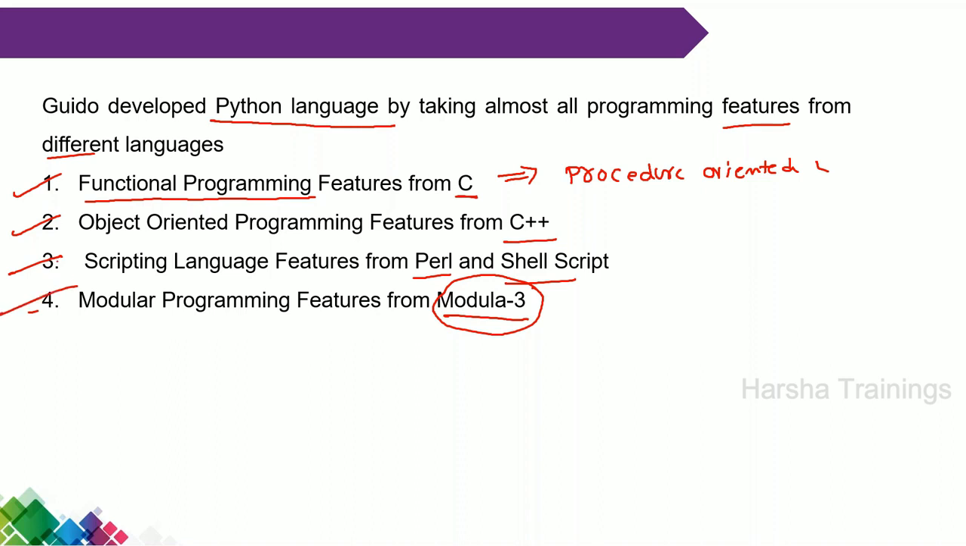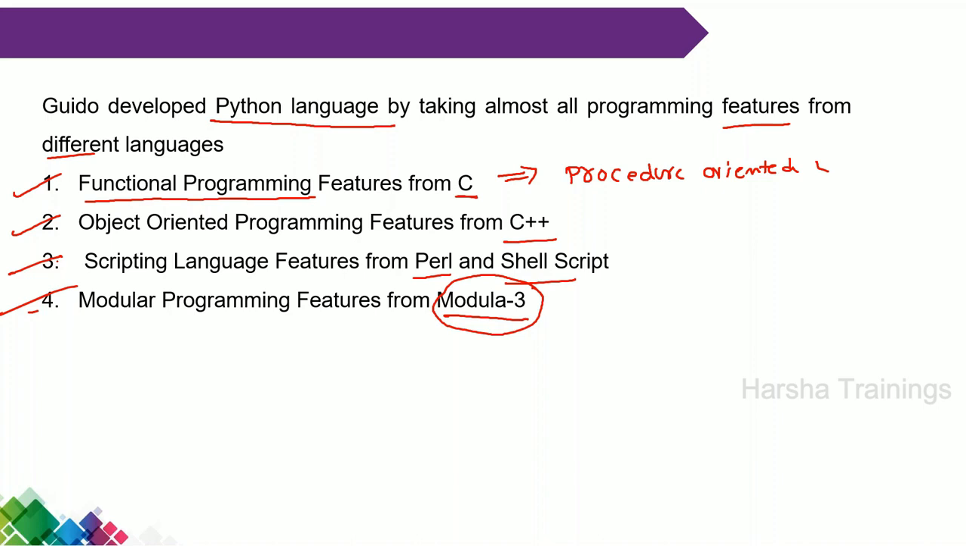Only thing is, modular means it is almost similar to functions. In functions, we write a function and then we call it. Modular in the sense everything is divided into different modules. Divide the program into module 1, module 2, and then link all the modules. I think you got it.